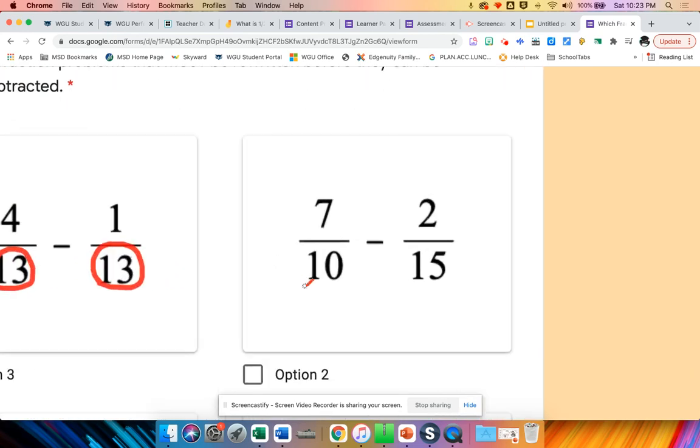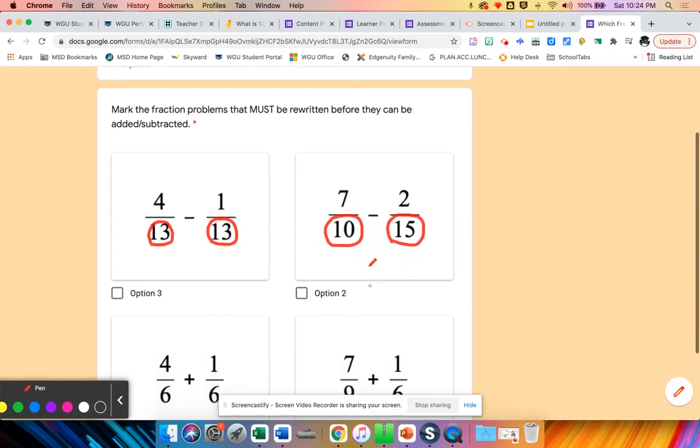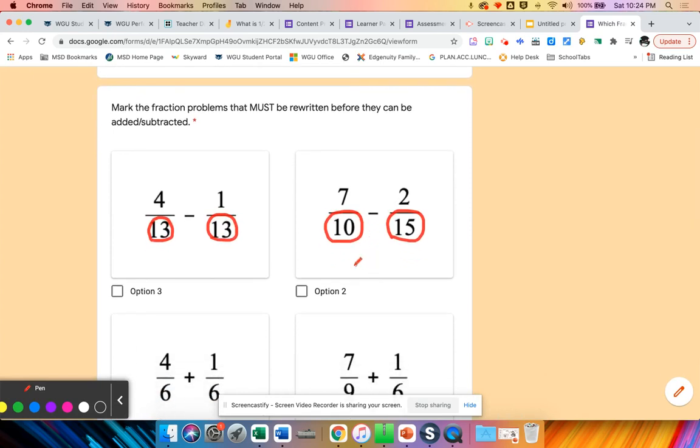This problem has a 10 for a denominator for the first fraction, and it also has a 15 as a denominator for the second fraction. Since these two denominators are not the same, they must be rewritten before they can be subtracted in this case. So we will mark this.